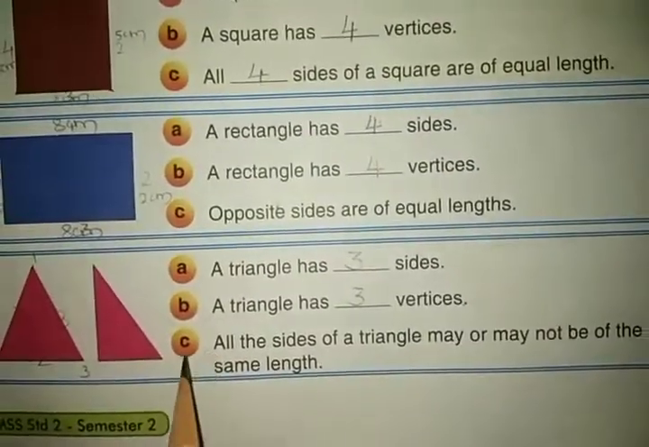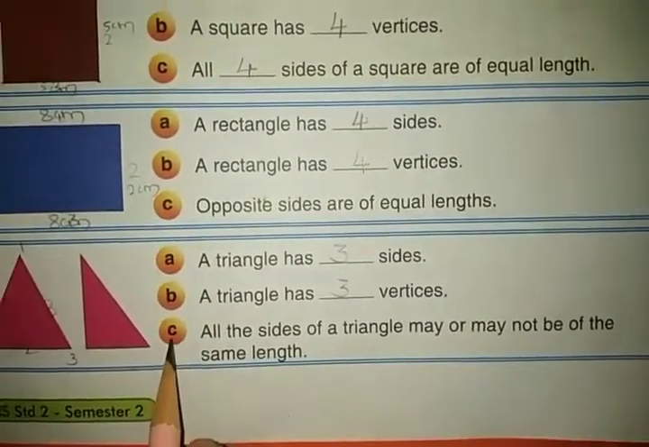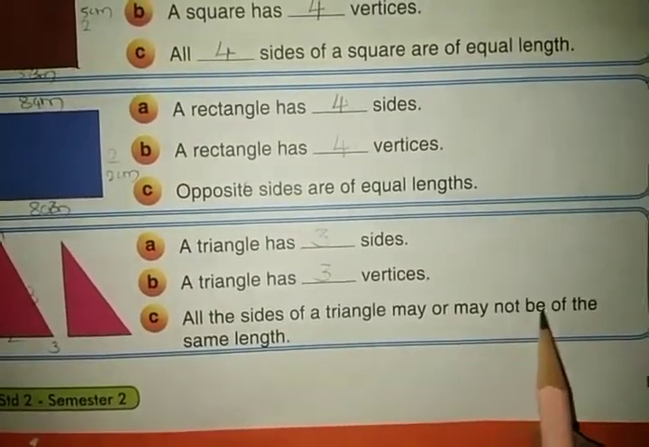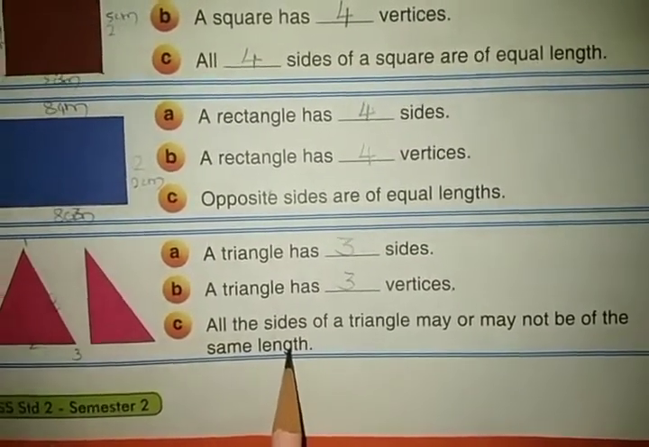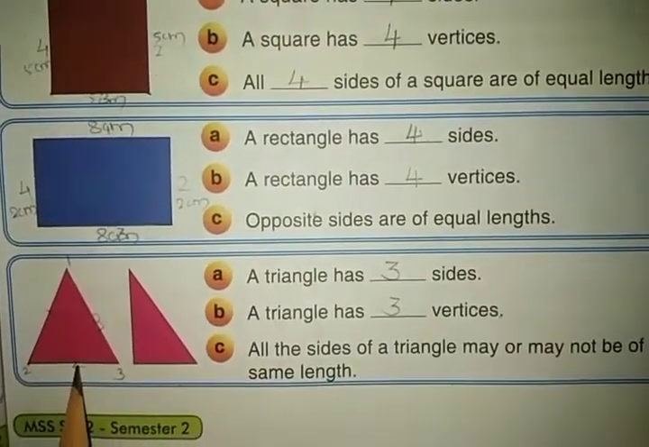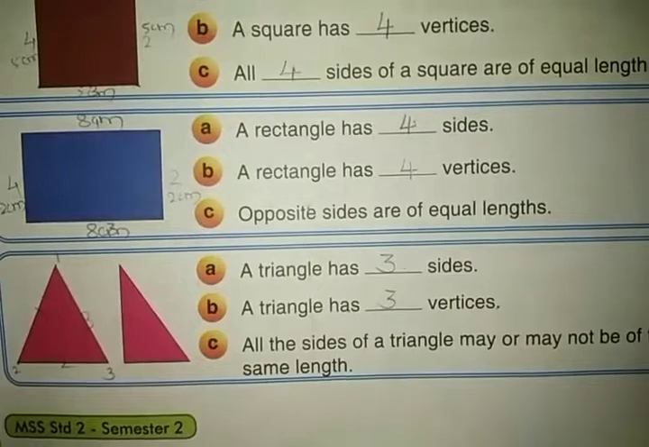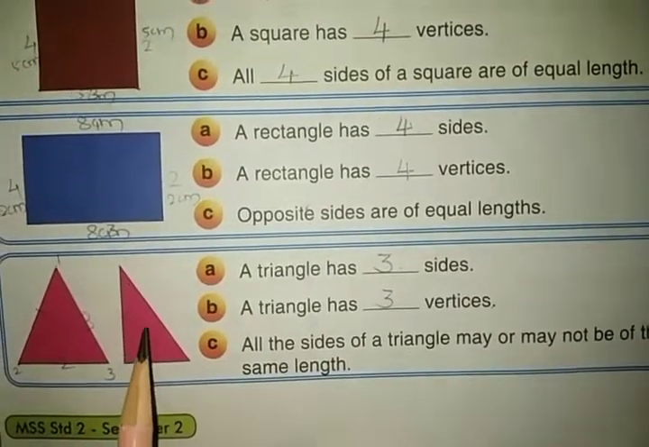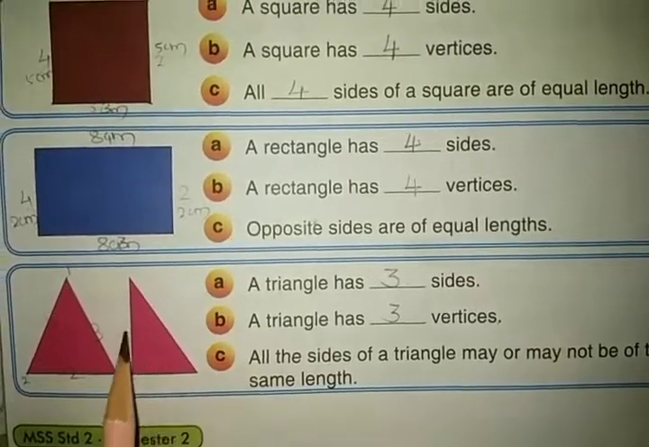Okay, now see, next, all the sides of a triangle may or may not be of the same length. In a triangle, children, it can have the same length, and it may not have the same length.